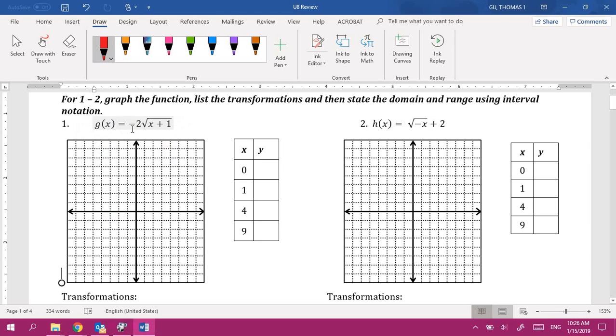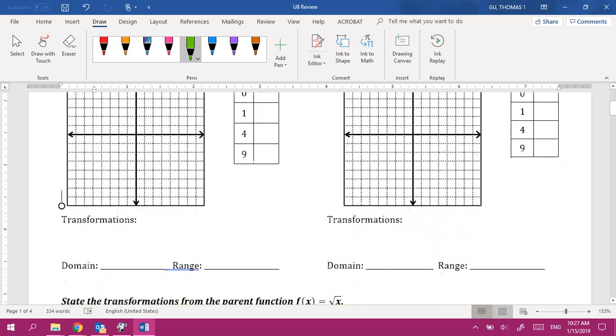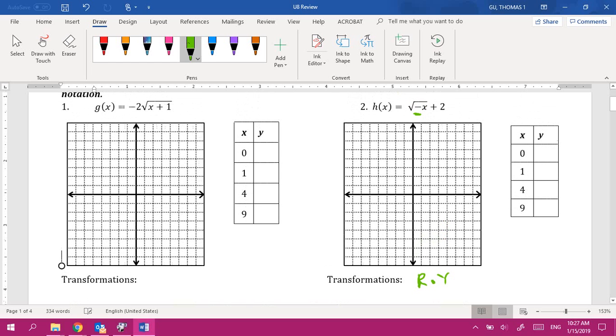All right, number 2, we have to list the transformations and then state the domain and the range using interval notation. We have to graph the function. So number 2, looking at the equation up here, what are our transformations? Right, the negative sign on the inside tells us what? Reflect over y. Yeah, but ROY doesn't mean anything to people who don't understand the acronym. Reflect over y. Okay, and then also we see this plus 2. What does this do? Up 2. So there are the transformations.